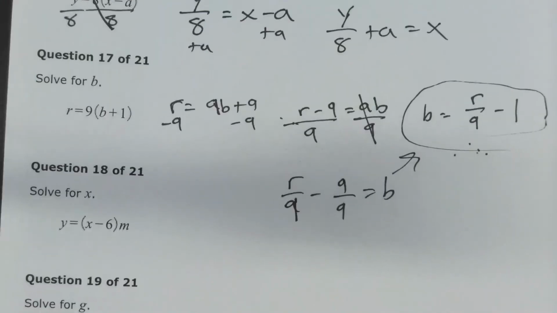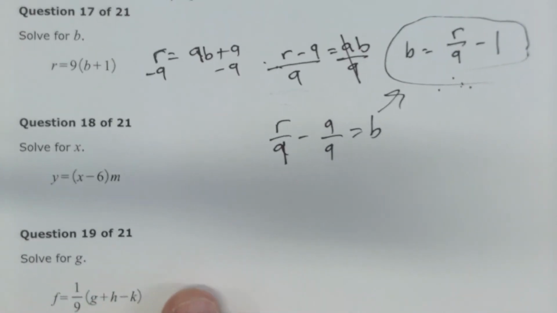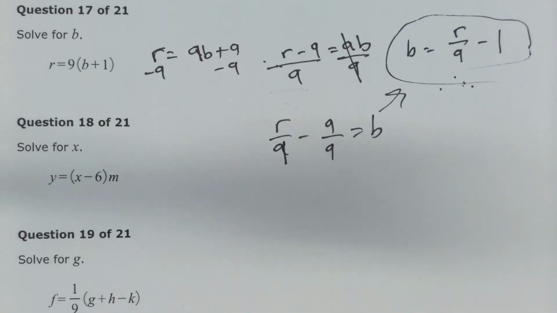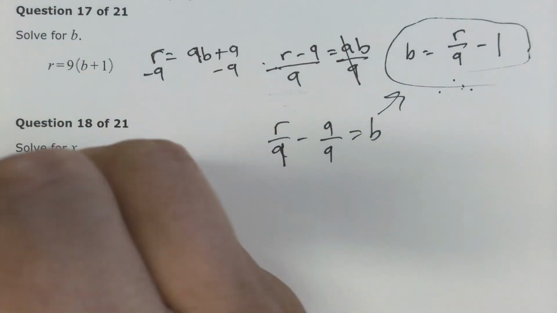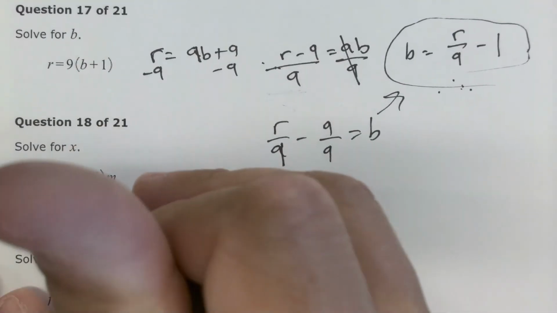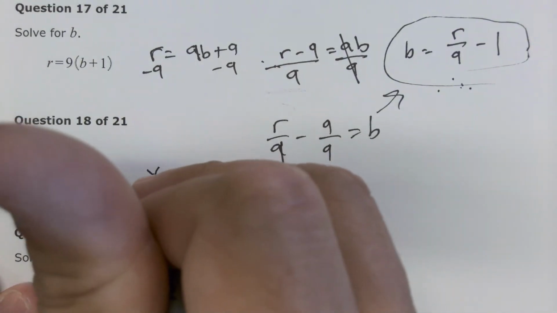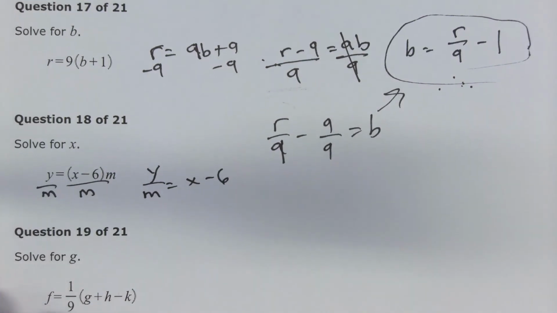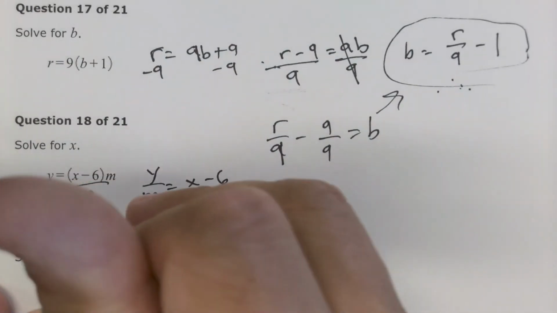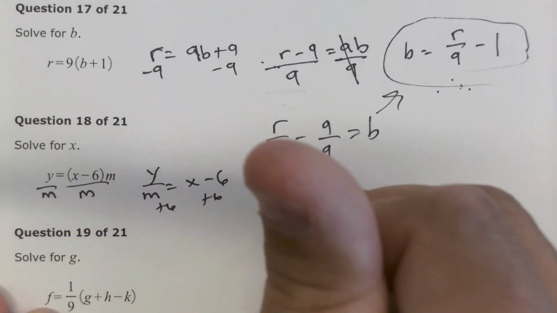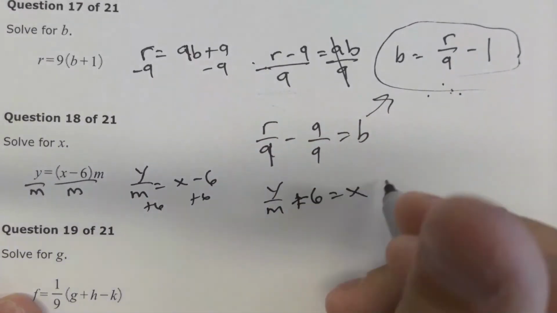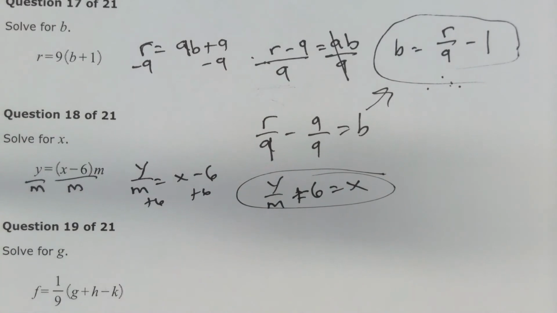So look at this one. This one has y equals x minus 6 times m, and we're solving for x. So we're going to divide by m first, which then gives us y over m equals x minus 6, and then we just add 6 to both sides. So y over m plus 6 equals x would be your solution. Okay?